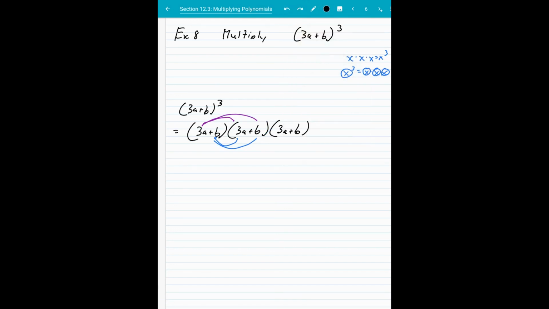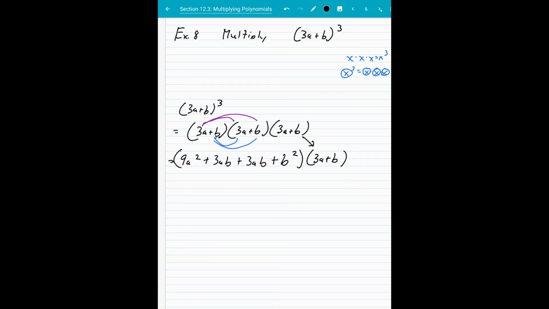So if we multiply the first one, for the purple, 3a times 3a makes 9a squared. 3a times b makes 3ab. For the blue, b times 3a makes 3ab. And b times b makes b squared. Put that in parentheses. All of this just became this right here. And don't forget to write this one down, 3a plus b. We copied over because we haven't multiplied it yet.